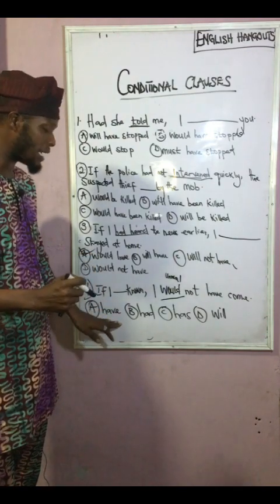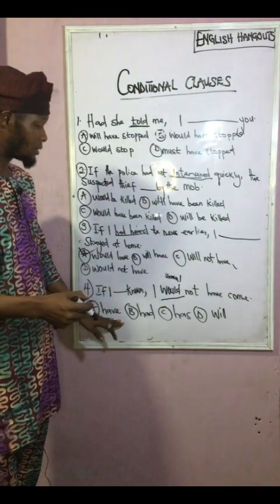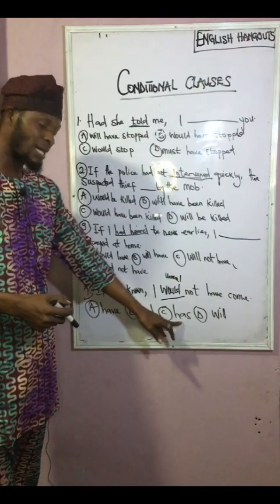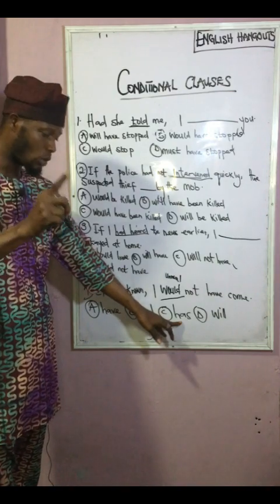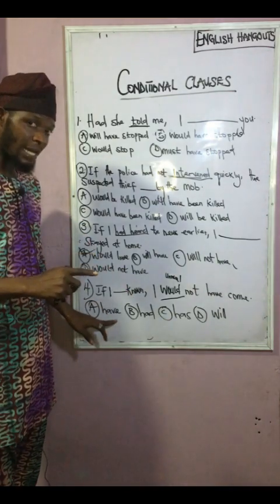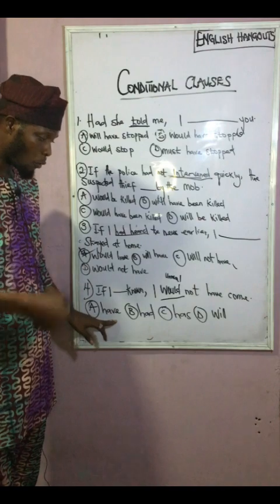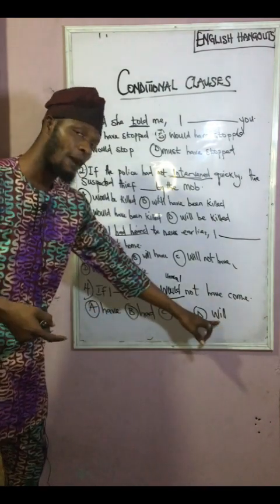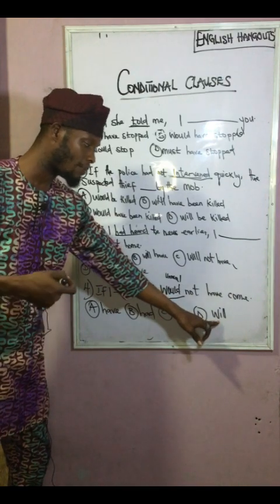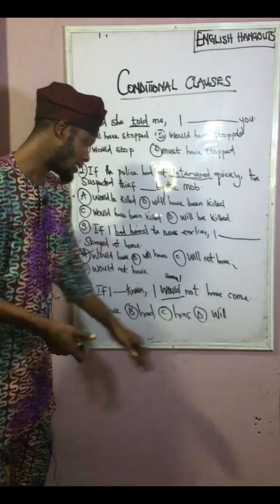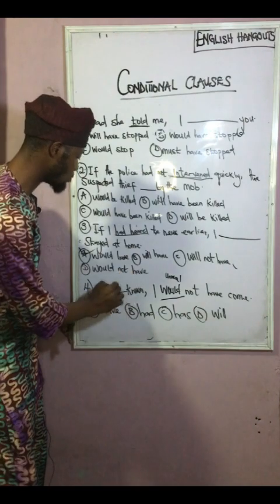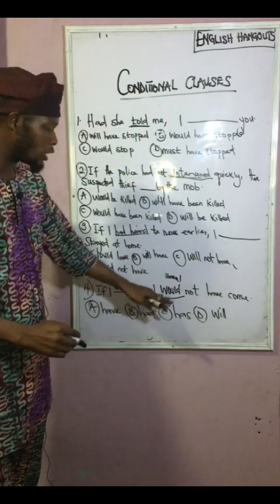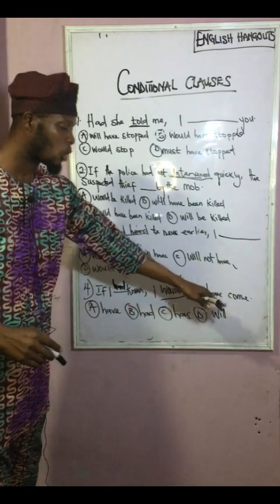Therefore, have here is the present tense. Had here is the past tense. Has here is also a present tense for singular. Have is a present tense in the plural form. Had is the past tense of both has and have. And here we have will, a present modal auxiliary. Therefore, the appropriate answer should be: if I had known, I would not have come.